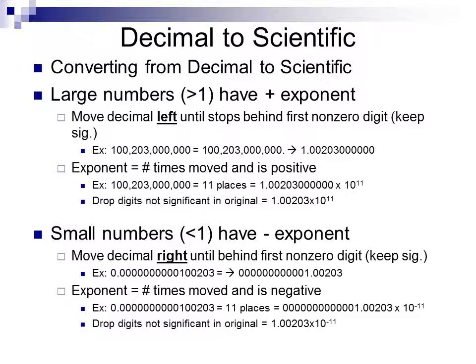We will drop digits that are not significant in the original number, just like before. All leading zeros are insignificant, so all those leading zeros go away, and leave us with 1.00203 times 10 to the minus 11. Now remember that leading zeros are never significant, they're just placeholders.